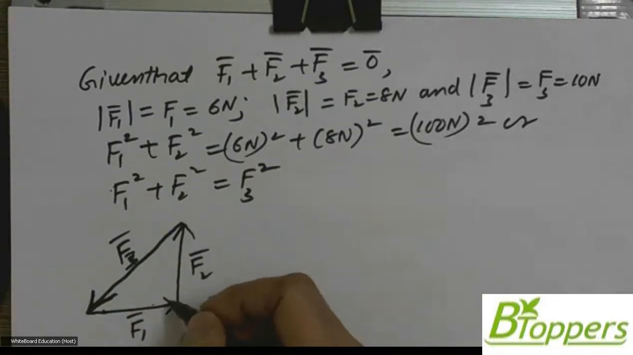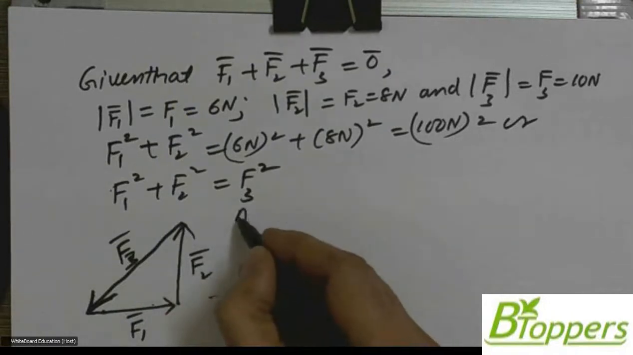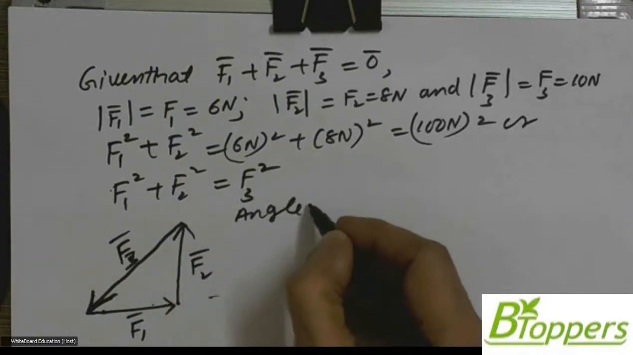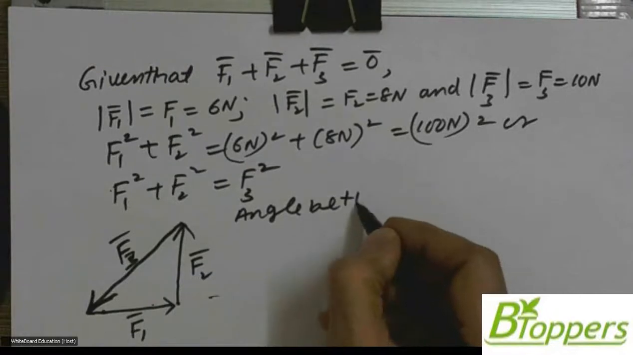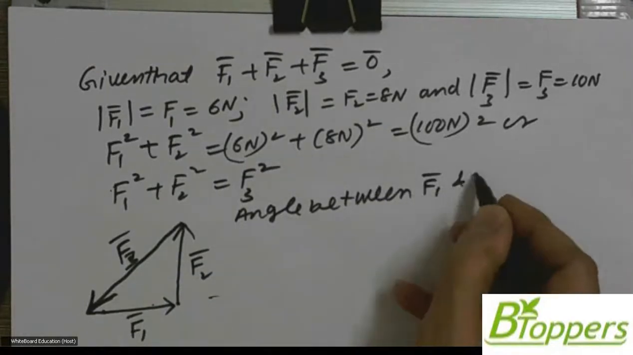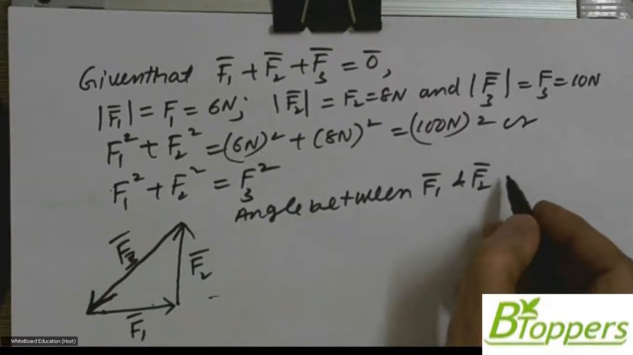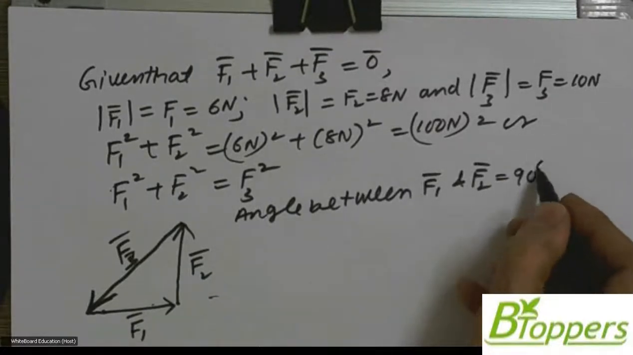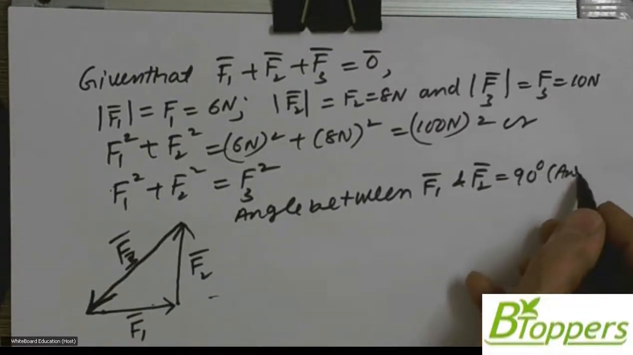So here F1 bar is perpendicular to F2 bar. Therefore, angle between F1 bar and F2 bar equal to 90 degrees. So that is one of the answers.